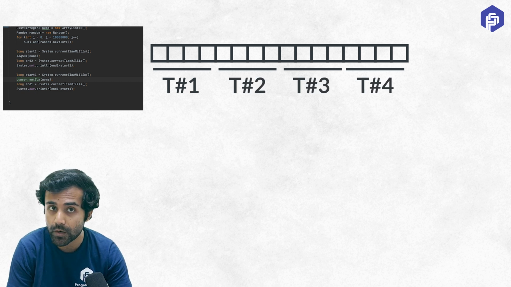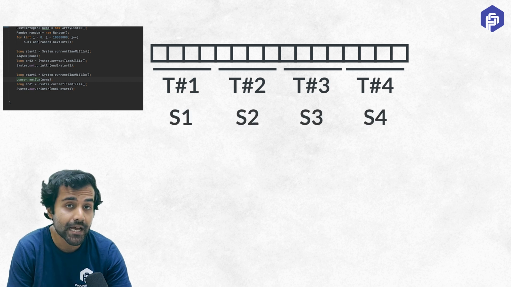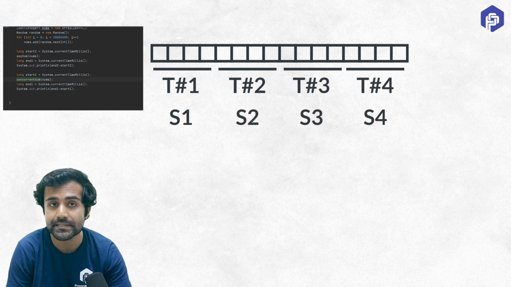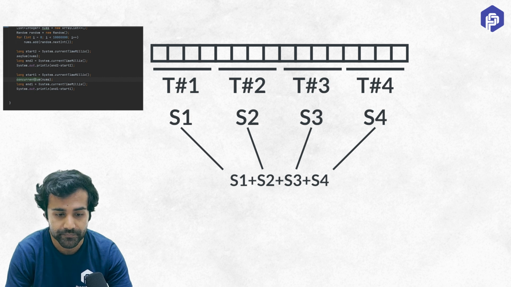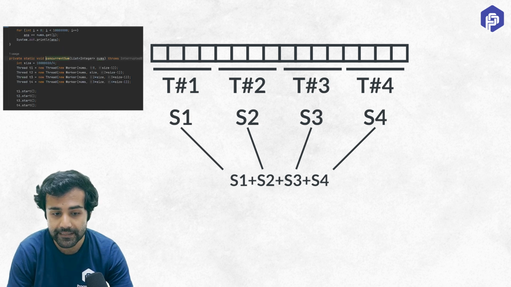Now all these segments are independent, so their sums are also independent. Of course, threads can independently compute those sums, and then finally, we can add those sums to get the overall sum. This is the simple algorithm. If you go to this method called concurrent sum, you can clearly see what I have done: I'm going to use 4 threads.